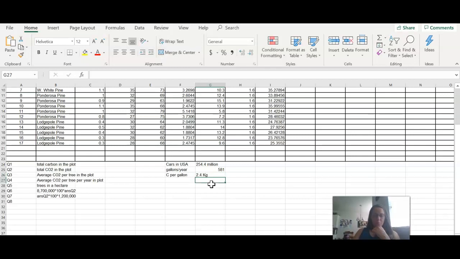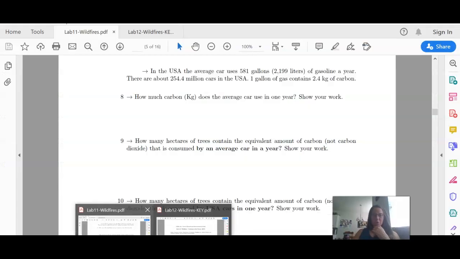Okay. Excellent. So now let's actually get to the question. The question asked us, how much carbon does the average car use in 1 year? So here we just want one single car, not the whole 254.4 million. We just want one car and we want to find out how much carbon it uses.